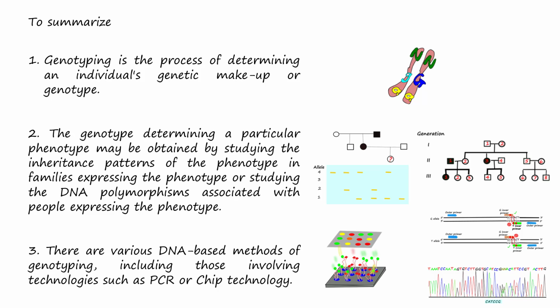Genotyping is the process of determining an individual's genetic makeup or genotype. 2. The genotype determining a particular phenotype may be obtained by studying the inheritance patterns of the phenotype in families expressing the phenotype, or studying the DNA polymorphisms associated with people expressing the phenotype. 3. There are various DNA-based methods of genotyping, including those involving technologies such as PCR, chip technology, or sequencing.